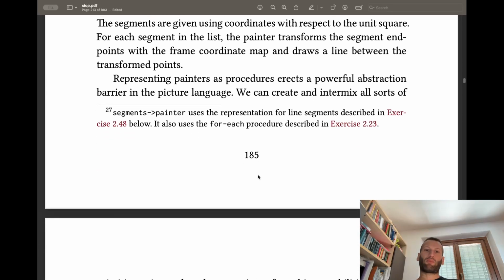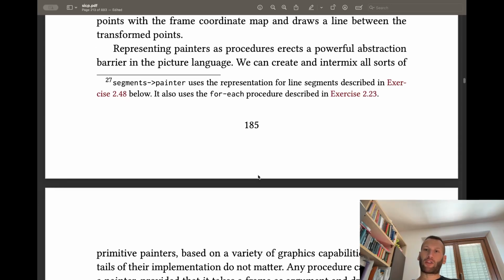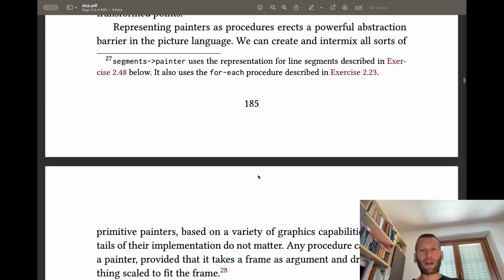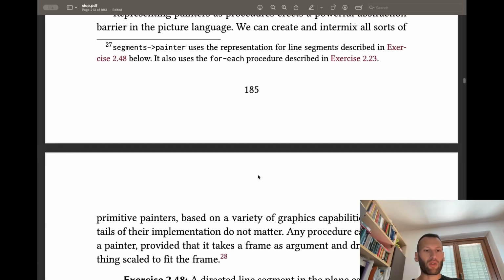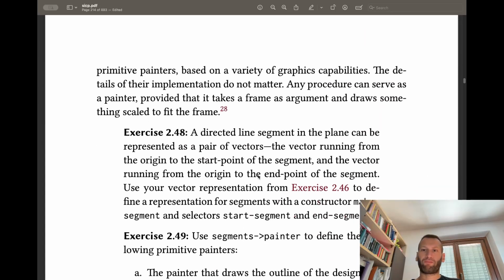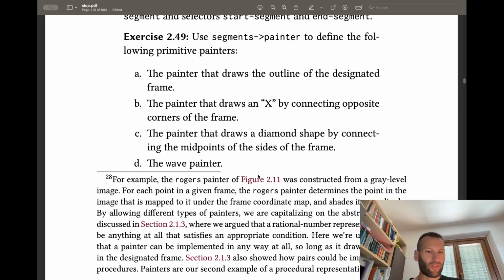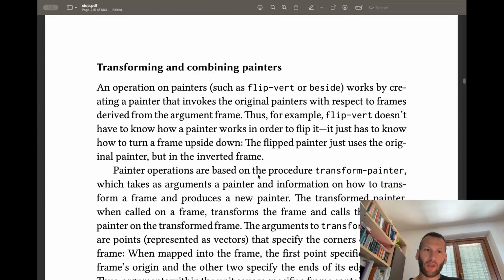Representing painters as procedures erects a powerful abstraction barrier in the picture language. We can create and intermix all sorts of primitive painters based on a variety of graphics capabilities. The details of their implementation do not matter. Any procedure can serve as a painter provided that it takes a frame as argument and draws something scaled to fit the frame. Okay, a couple of exercises as usual.